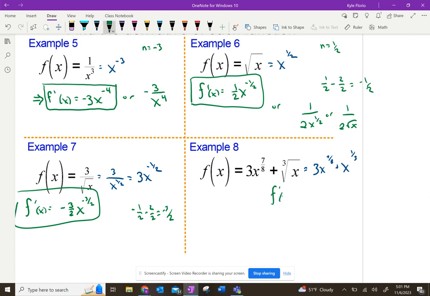So if I want the derivative of this function, 7/8 times 3 is 21/8. X to the 7/8 minus 1. 7/8 minus 1 is negative 1/8.